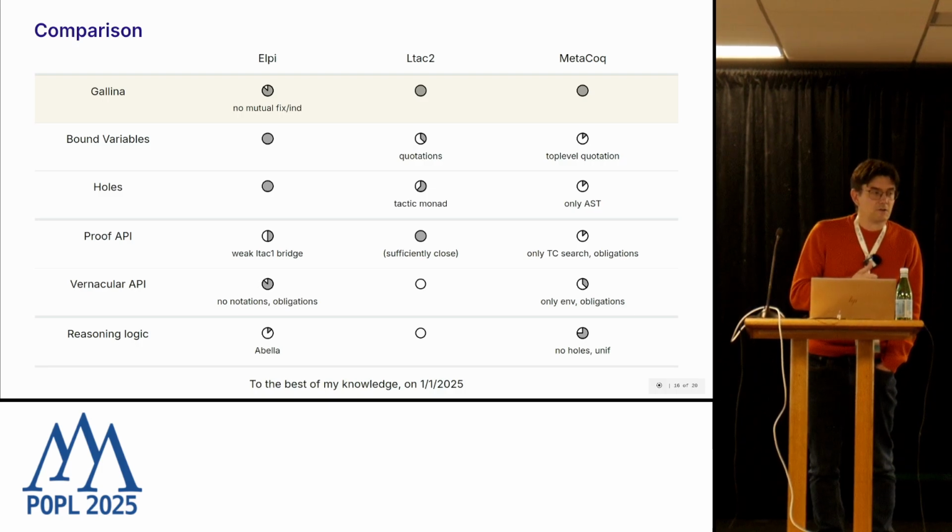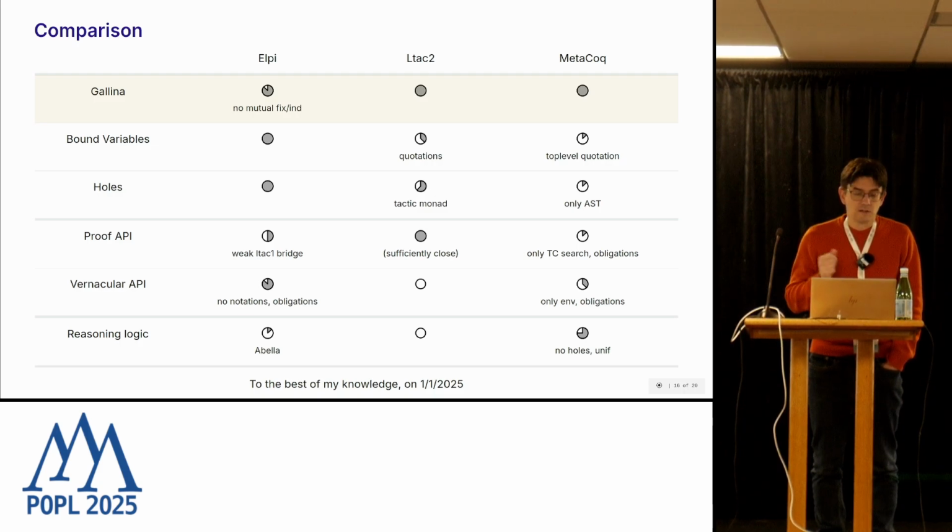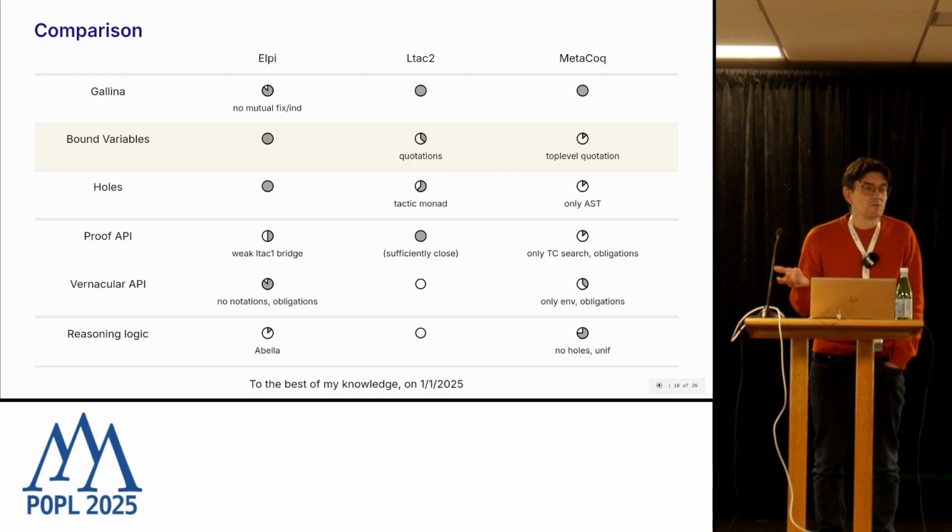In Elpi, you have higher order abstract syntax, so it's a bit more high level, but it's not complete because I didn't get to the implementation of mutual fixed point and mutual inductive types. This is a limitation for now. Support for bound variables is very easy. Once you get acquainted to higher order abstract syntax, it's very easy to manipulate bound variables. I mean, you have nothing to do.